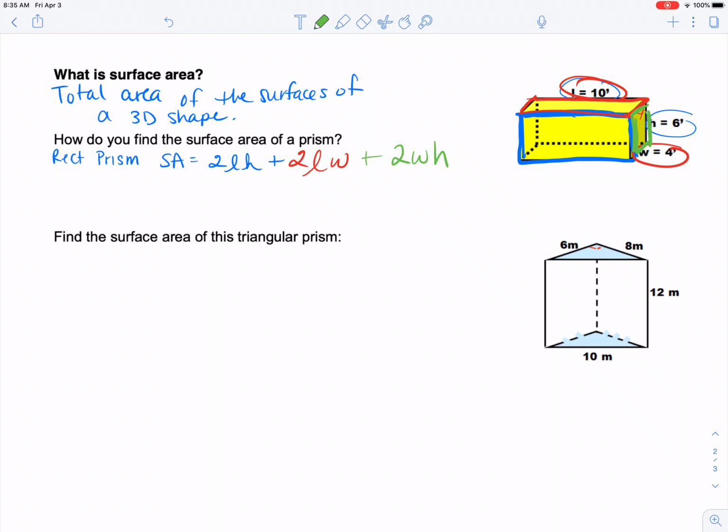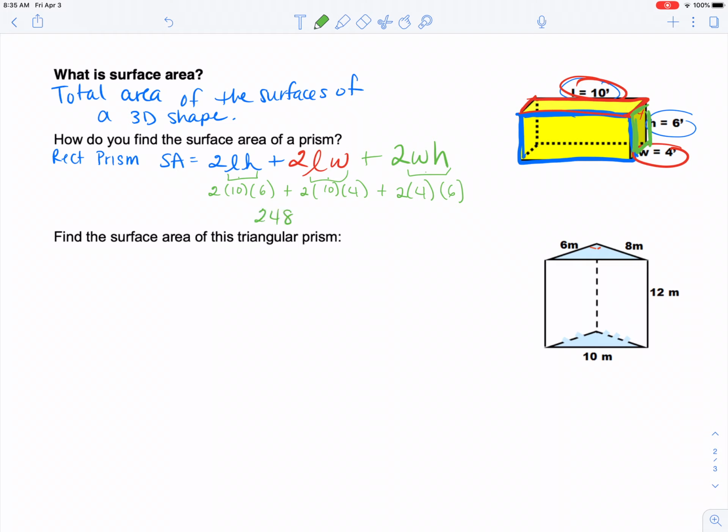So you don't have to memorize this formula because it's the 3 different combinations that are possible with the dimensions. Length times height, length times width, width times height, all times 2. So here I could do 2 times 10 times 6 plus 2 times 10 times 4 plus 2 times 4 times 6. And when you put that all in the calculator, you get 248.